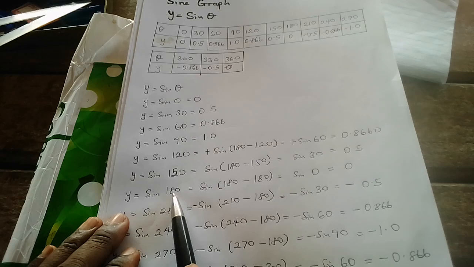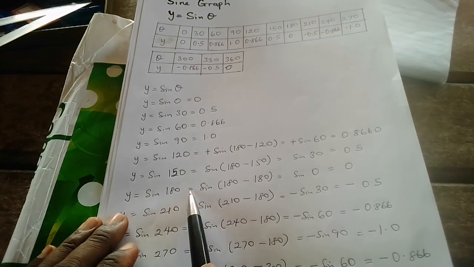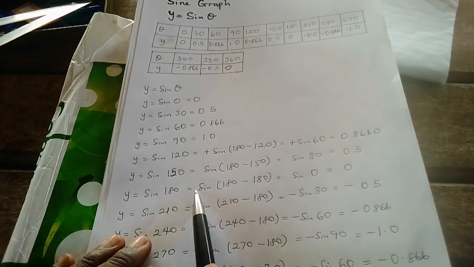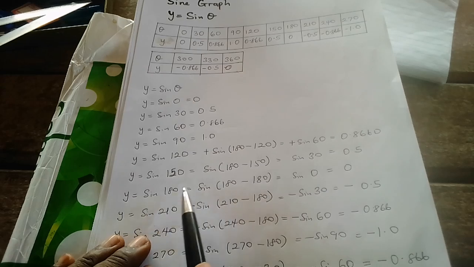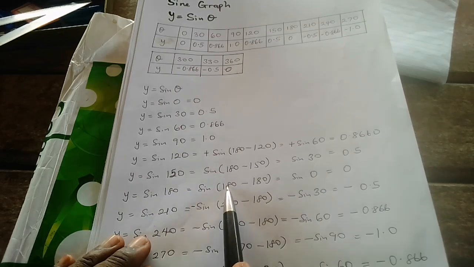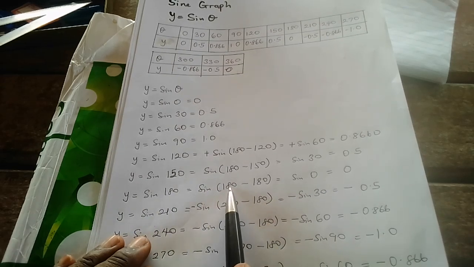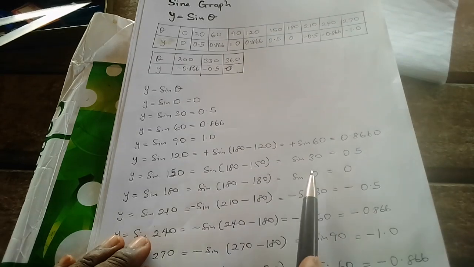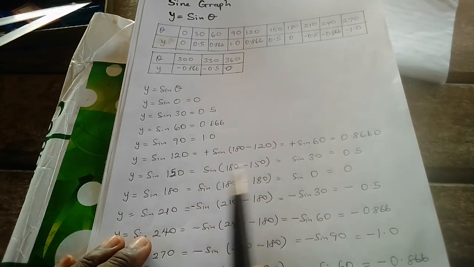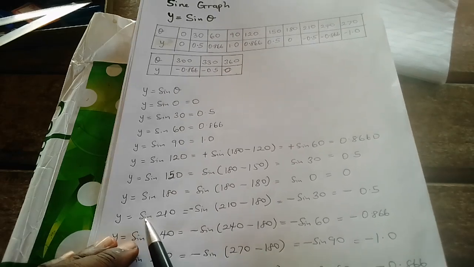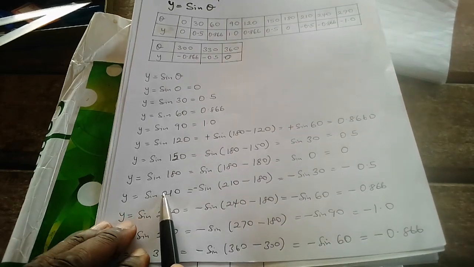Then when theta is 180, what will sine 180 be? 180 is still within the second quadrant, so it's going to be positive. The equivalent of 180 in the second quadrant is 180 minus 180, which is 0. So sine of 0 will still give us 0.